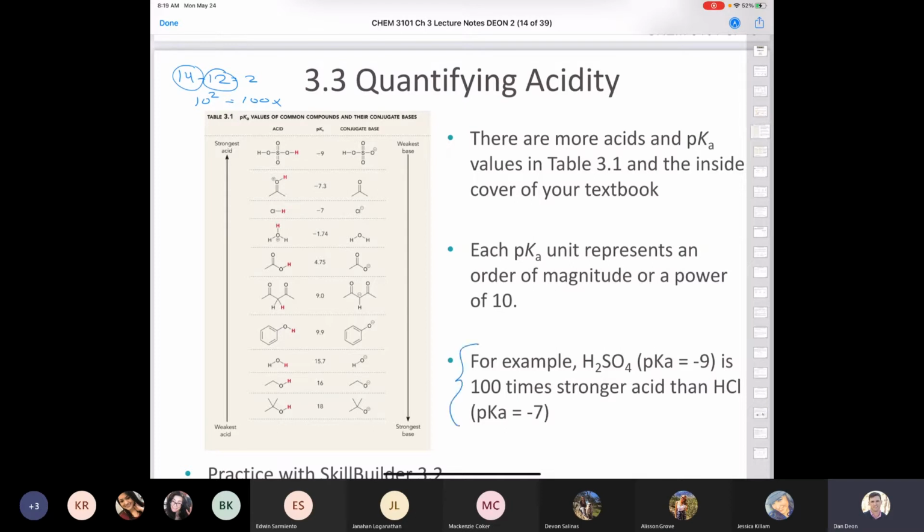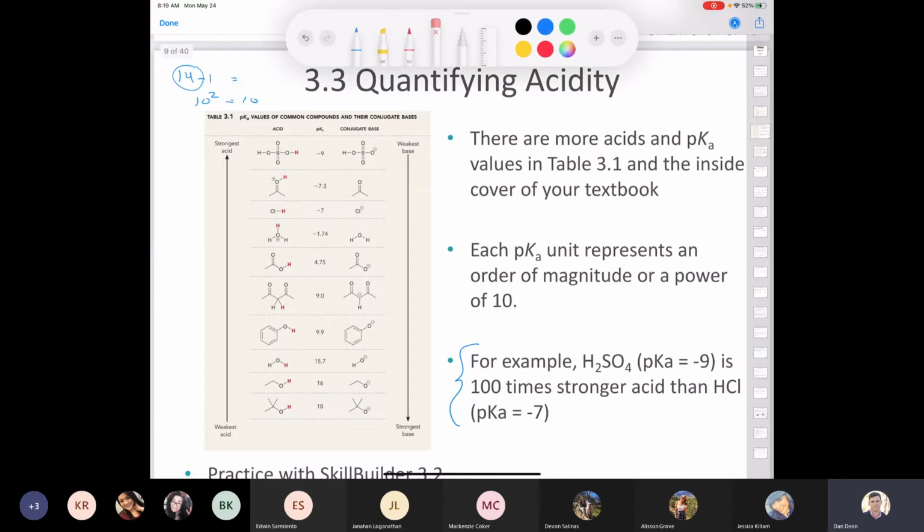Here's an example. Let's say you compare sulfuric acid and hydrochloric acid. They're both strong acids, absolutely. However, sulfuric acid is stronger. There's a difference of 2 between negative 9 and negative 7. And since sulfuric acid has a more negative pKa, it is a 100 times stronger acid than hydrochloric acid.